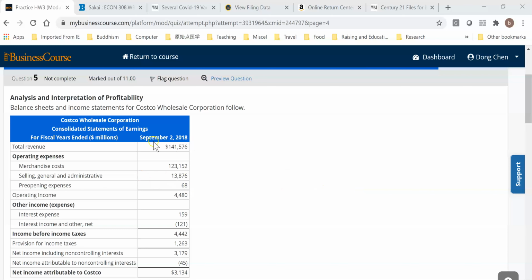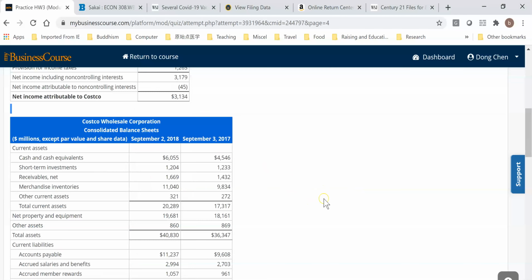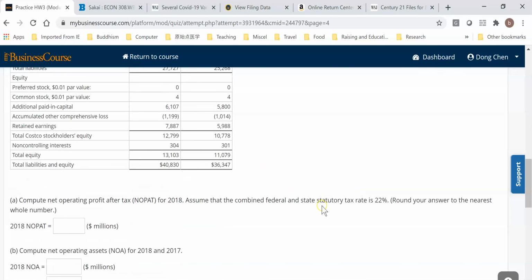So we are given the balance sheet and income statement for Costco. And again, we need to pay particular attention to the rounding requirement: round the answer to the nearest whole number. Part A is to compute net operating profit after tax. We know that this is based on the income statement. For 2018, assume that the combined federal and state statutory tax rate is 22%.